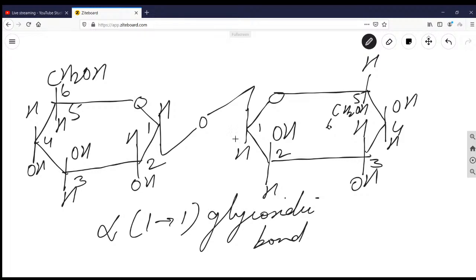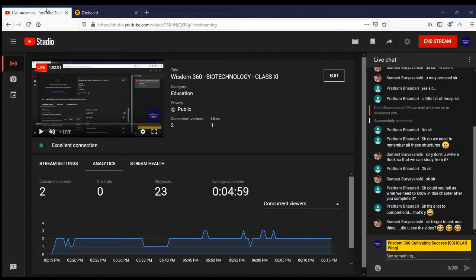So both the hemiacetal carbons are locked in glycosidic bond, so they cannot act as reducing agents. Reducing agents means they will oxidize themselves plus reduce others, so they cannot reduce anyone. So they are known as non-reducing sugars. So this is the concept that you need to know regarding the carbohydrate chapter. 1 to 1 means non-reducing, 1 to 4 means reducing, because the first carbon was free this side. So this is the only concept that you need to know.